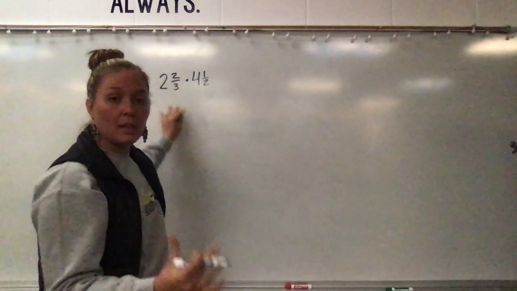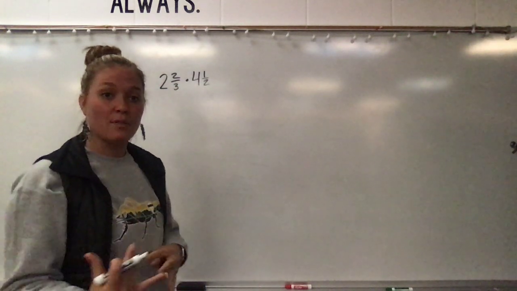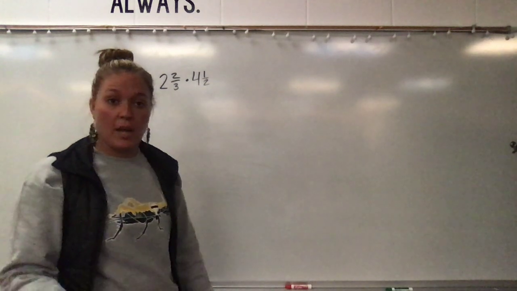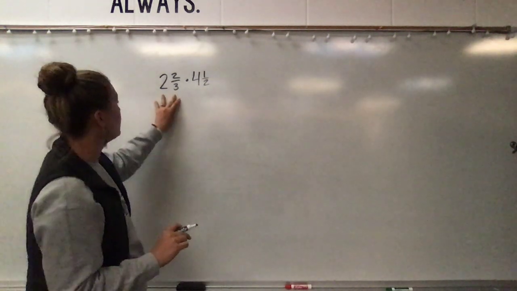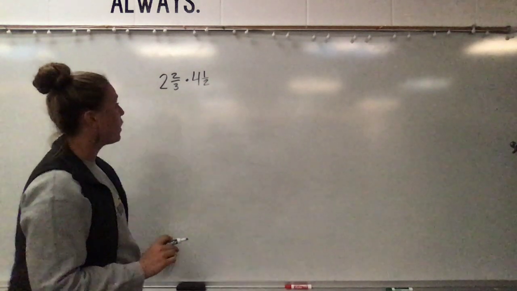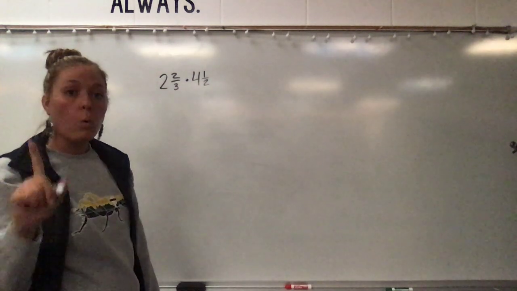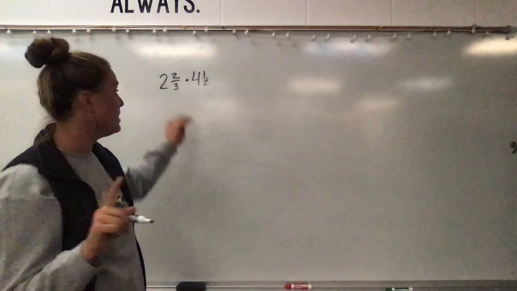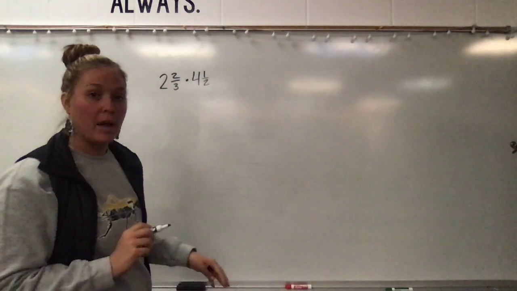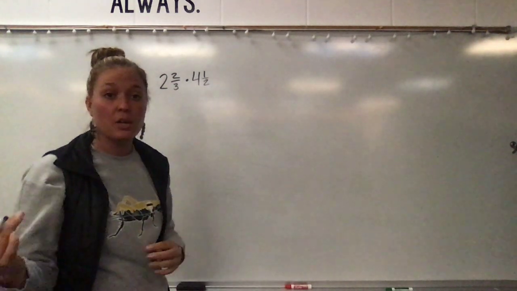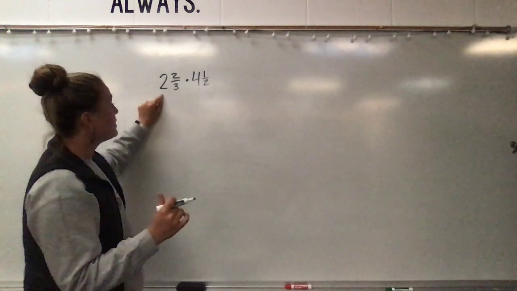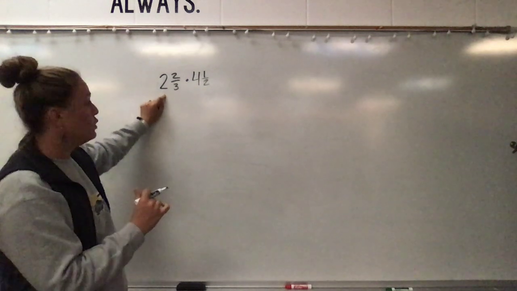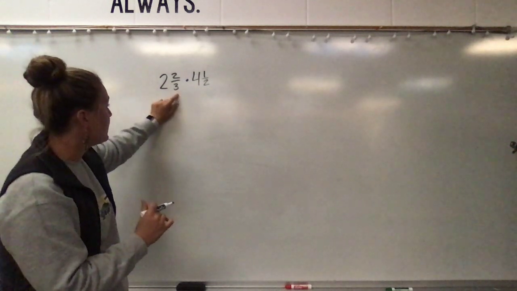A mixed number is a number that's made up of a whole number and a fraction. So like yesterday, we're going to learn two ways to solve this problem. So we have 2 2/3 multiplied by 4 1/2. So method one is you can change these mixed numbers into improper fractions and then just multiply across using the shortcut from yesterday. So turning a mixed number into an improper fraction, you need to take the whole number and multiply it by the denominator.